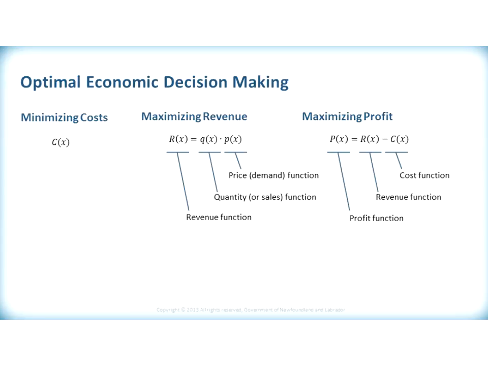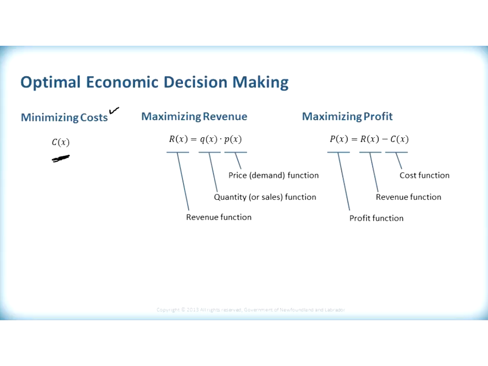The first thing we want to be able to do is minimize costs. When we do that, we have to be able to take a situation for a business or whatever and figure out a cost function. Once we have our cost function, in terms of some variable x, we would use our ways of finding the global minimum or the absolute minimum for that function to minimize the costs.